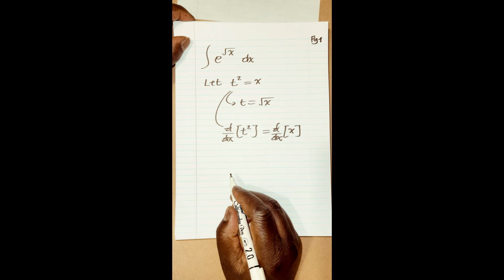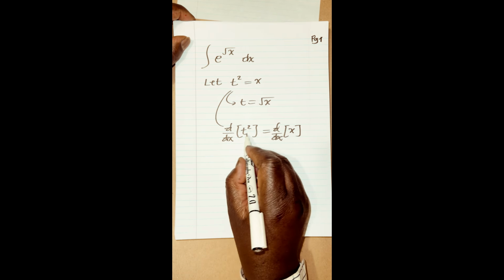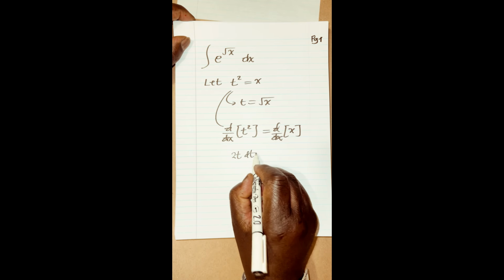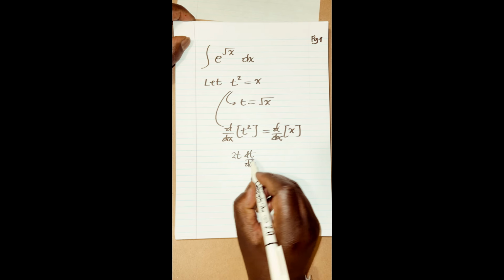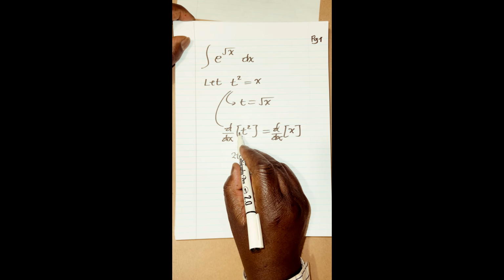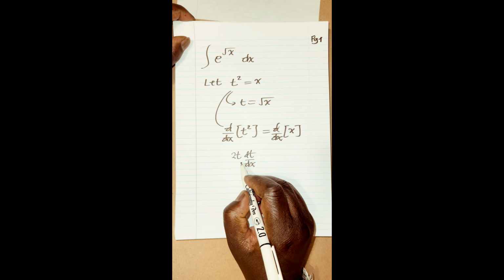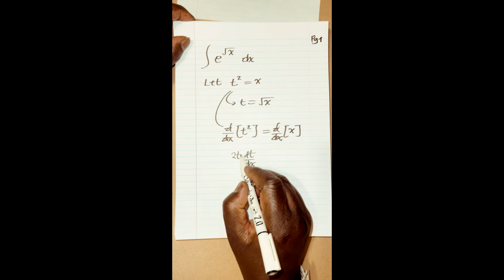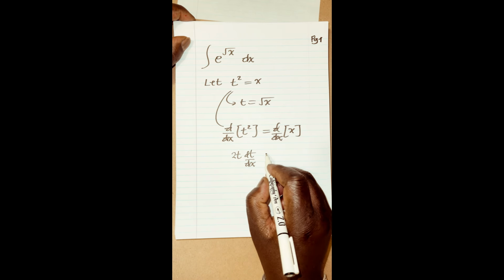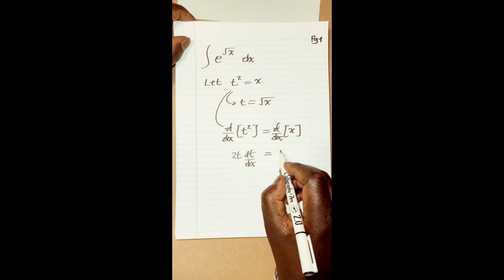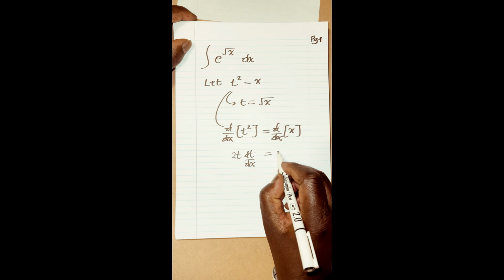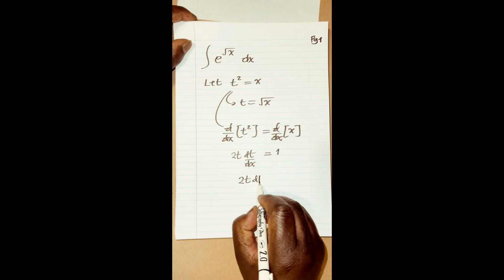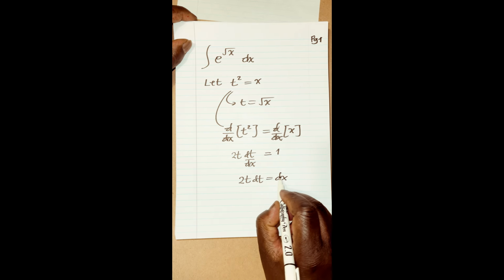Here we have to use the chain rule. Differentiating t squared first, we have 2t, and then we have dt/dx. Remember, we multiply by the power and then reduce the power by 1. So 2 times t to the power 2 minus 1, which is just power 1. On the right hand side, the derivative of x with respect to x is just 1. Multiply by dx both sides, we get 2t dt is equal to dx.